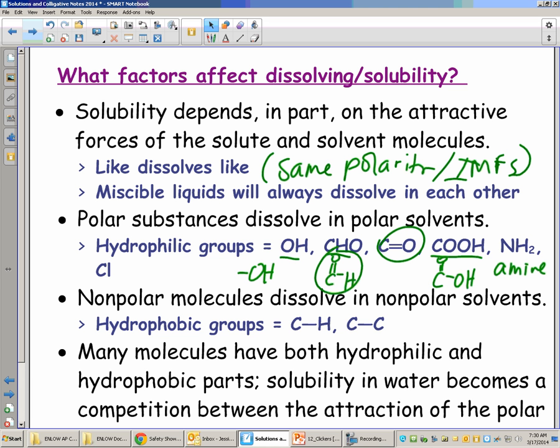If it's a humongous hydrocarbon like sugar, C12H22O11, I think is what sugar is, sucrose, they have a couple of OH groups or just O double bonded O groups. So they still have polar areas, but they also have nonpolar areas. So remember, those big biomolecules or macromolecules have lots of areas with different IMFs in action.